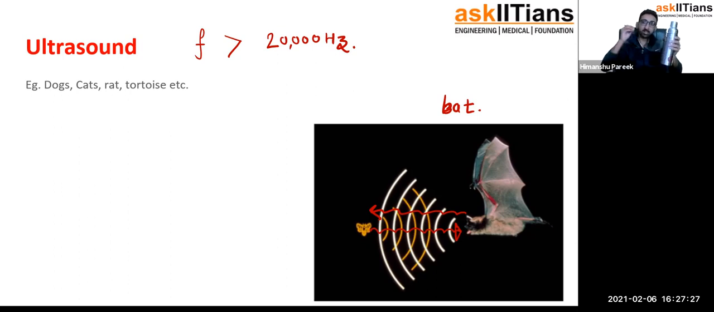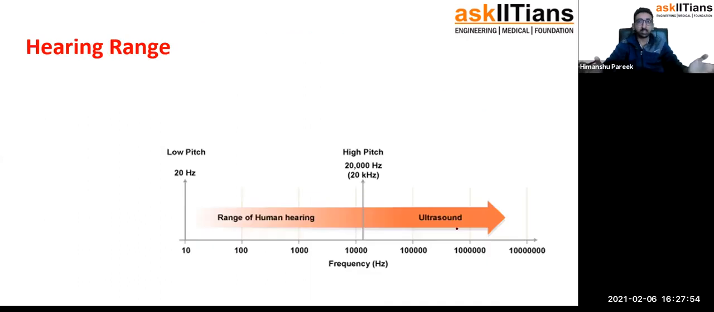So for that we send an ultrasound wave, and that ultrasound wave will reflect back, and then you detect the data. So that's how we understand the cracks inside the metal, and to get the picture of the inner organs and all, we also use ultrasound waves only. So these are very high frequency waves which humans generally do not hear. Okay. Now the next is the hearing range.